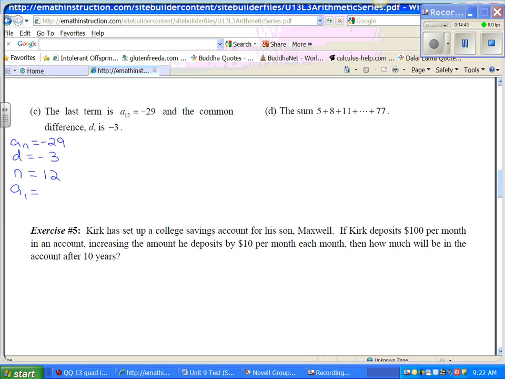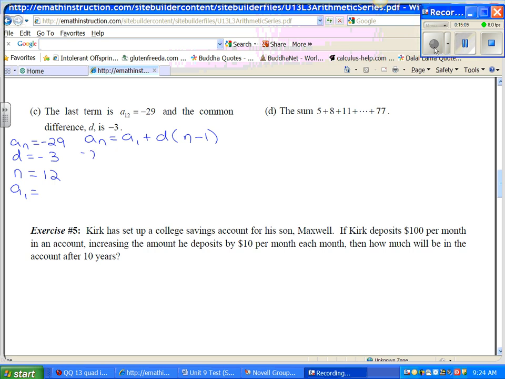So what formula gets used to find a sub 1? Yeah, which one? Good. Find a sub 1, and then take that value and use it to find the sum of the first 12 terms. So running out of time.